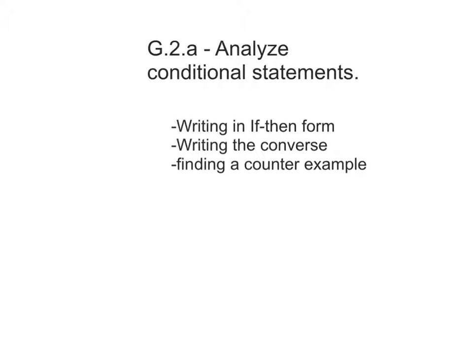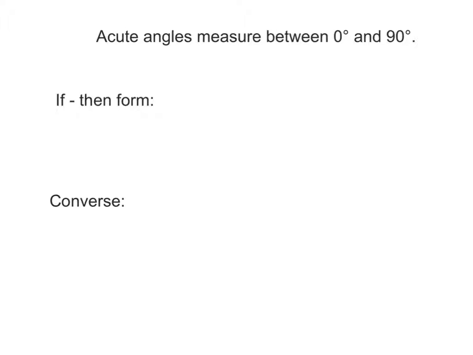I'm going to be explaining G.2.a, analyze conditional statements. There's basically three parts to this standard: writing an if-then form, writing the converse, and then finding a counterexample. So first, we're going to write an if-then form and then write the converse.